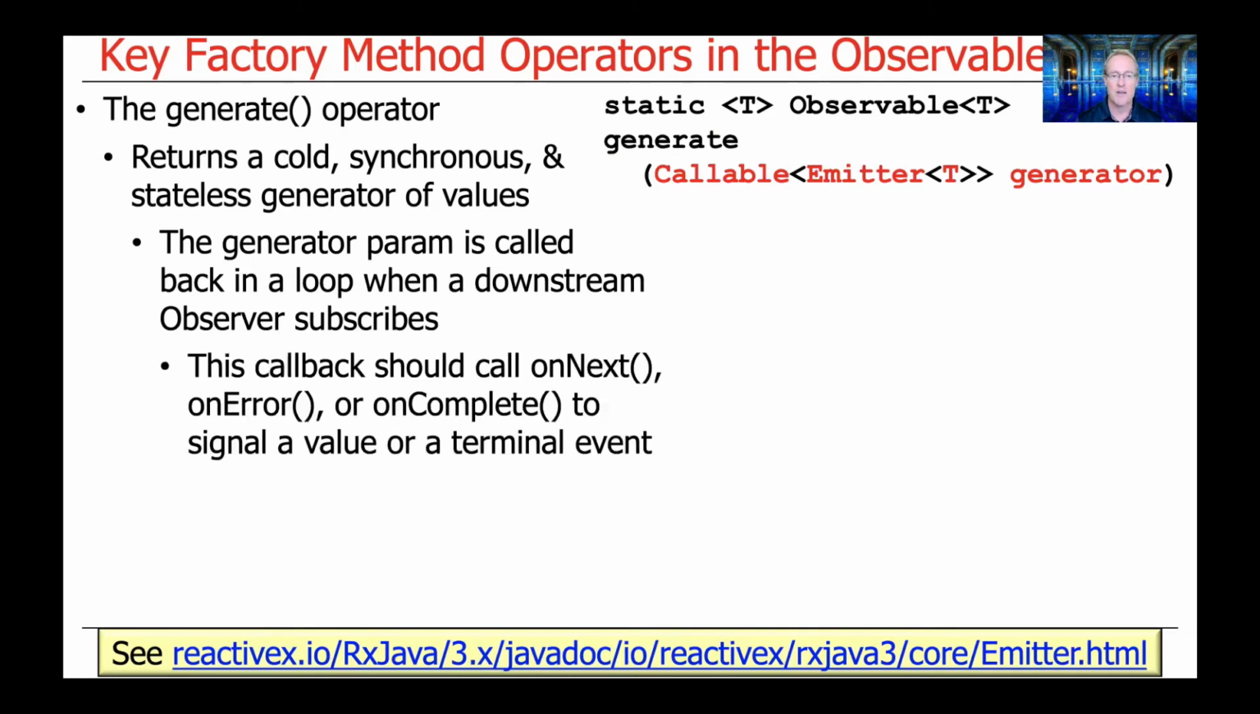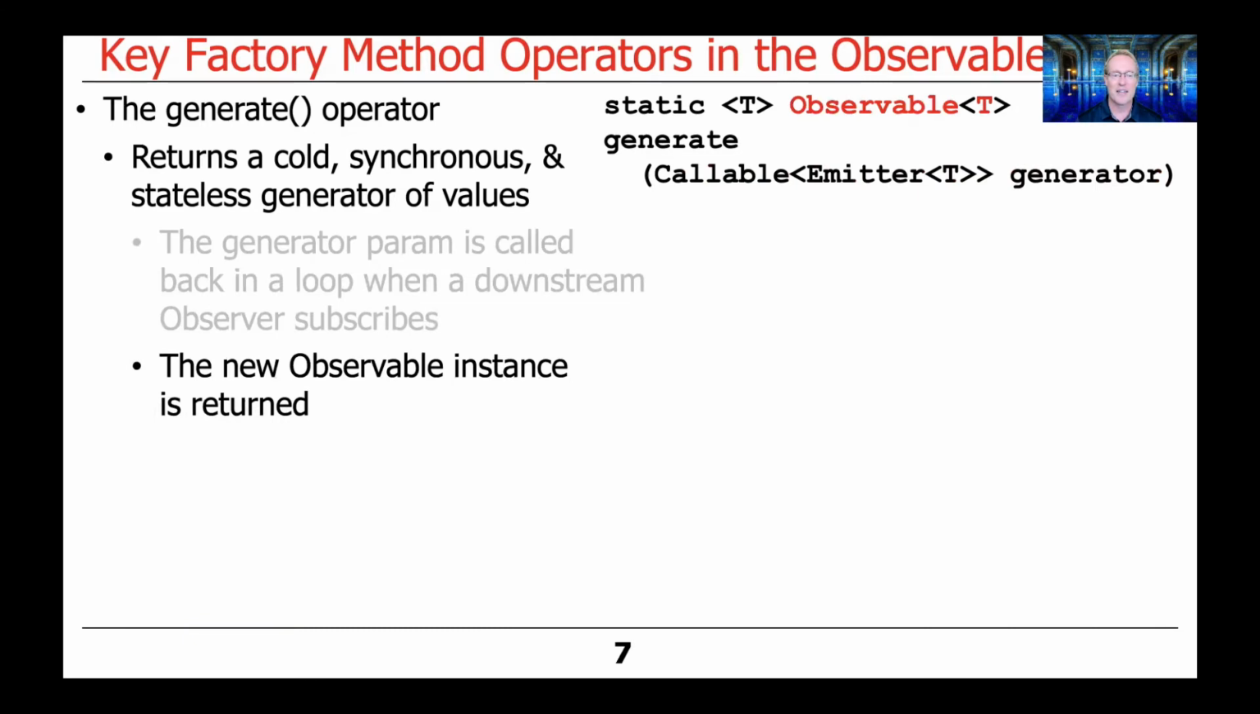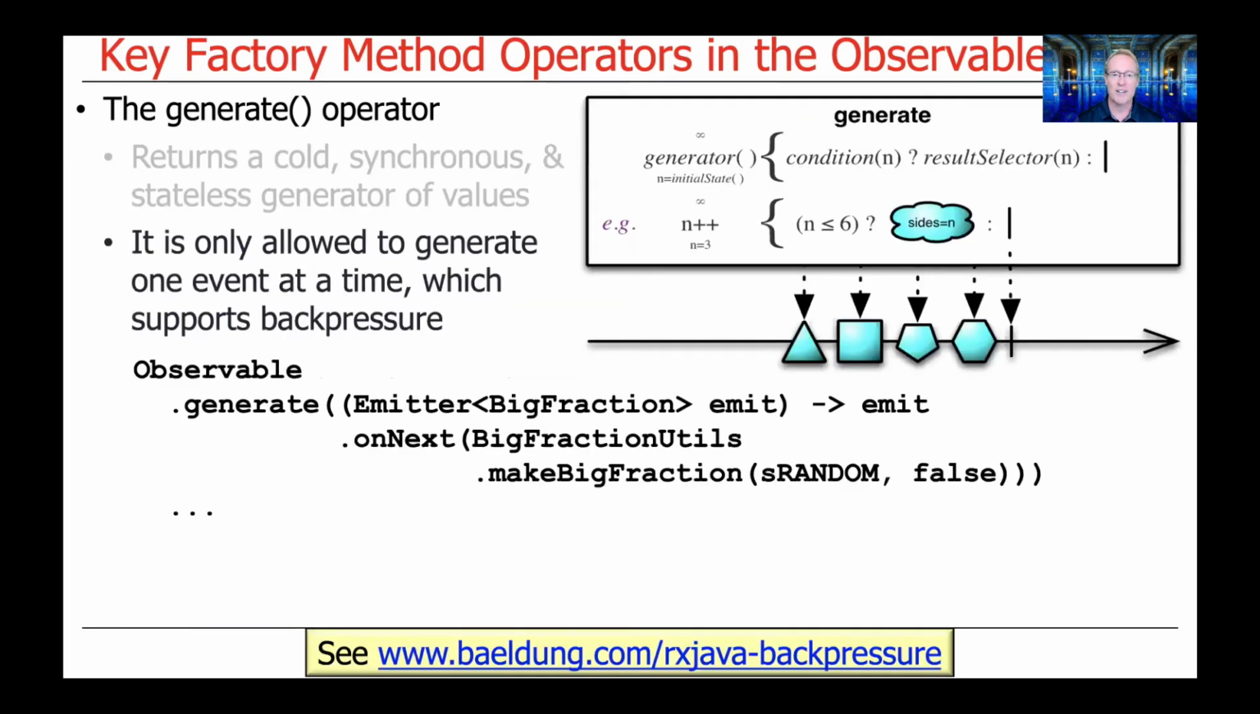observer subscribes. The callback that's invoked here from the generator should make calls to onNext, onError, or onComplete in order to signal a value or to signal a terminal event. A new observable instance is returned from the generate operator.